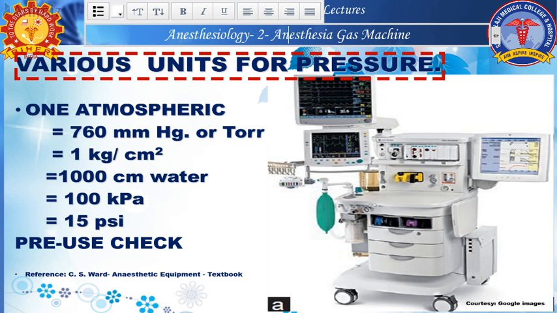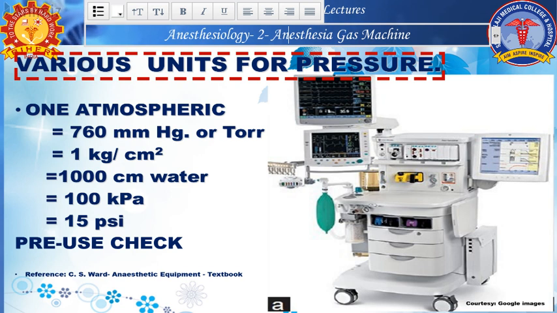Similarly, the units of pressure also vary. You may be adapted to only one unit, like you are adapted to Indian currency. So you should know the values of the other currencies, and similarly, you should know the values of the other units. For example, simply to remember, our atmospheric pressure is 760 millimeter of mercury. That is equal to 1 kg per centimeter square. So 760 millimeter of mercury is equal to 1000 centimeter of water, or 1 kg per centimeter square.